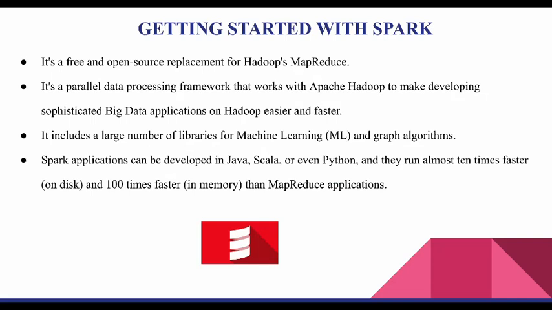Talking about getting started with Spark. It's a free and open source replacement for Hadoop's MapReduce. It's basically a tool that manages the transformation of data. It's a parallel data processing framework that works with Apache Hadoop to make developing sophisticated big data applications on Hadoop easier and faster. It includes a large number of libraries for machine learning and graph algorithms. It can be developed in any language such as Java, Scala, or Python, and they run almost 10 times faster on disk and 100 times faster than MapReduce applications.